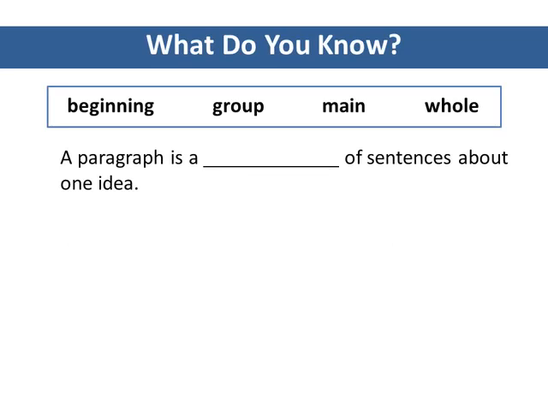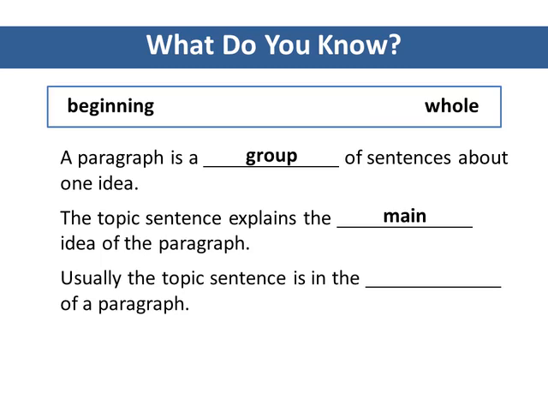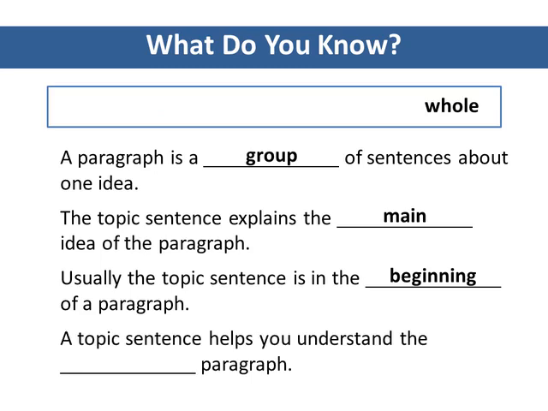What do you know? Complete the sentences. A paragraph is a group of sentences about one idea. The topic sentence explains the main idea of the paragraph. Usually, the topic sentence is in the beginning of a paragraph. A topic sentence helps you understand the whole paragraph.